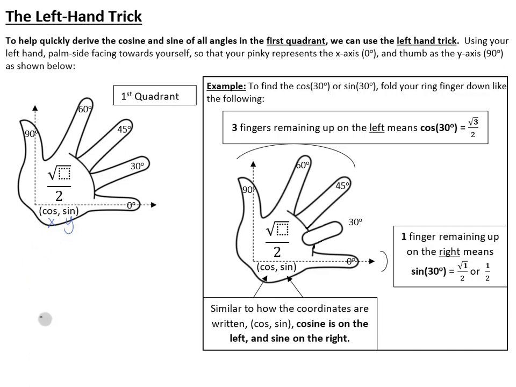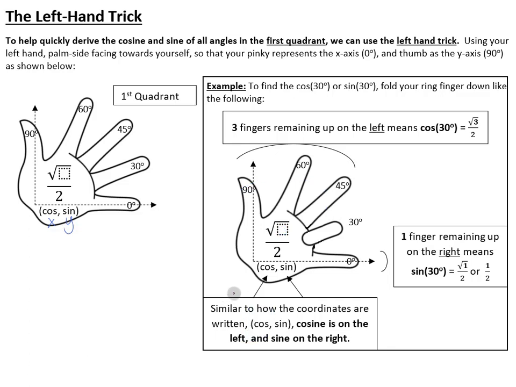So here's how this helps you. Hopefully you're holding your palm up to try this out. Let's say I wanted to find cosine or sine of 30 degrees. 30 degrees is your ring finger, so you fold that down. If I want the cosine value, we count how many fingers are up on the left, since cosine is the x-coordinate. In this case, we have 3 fingers remaining up, so we fill in 3 here. And the cosine of 30 degrees is root 3 over 2.